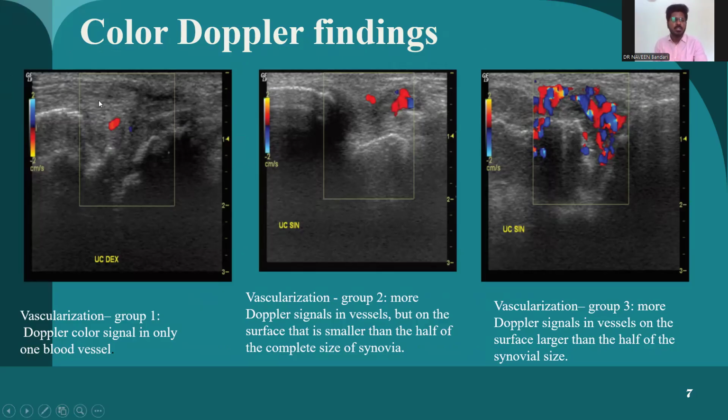This image shows the different groups of the thickened synovium. This is the thickened synovium with only minimal blood supply, which was given group 1. This picture indicates a thickened synovium with more blood supply, but occupying less than half of the thickened synovium, indicating group 2. And more blood supply occupying more than half of the thickened synovium is group 3.